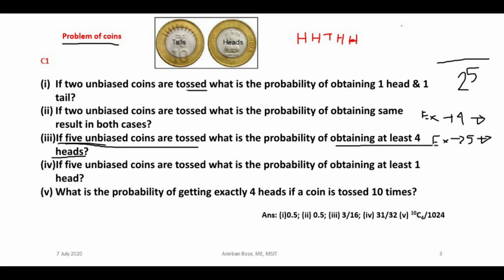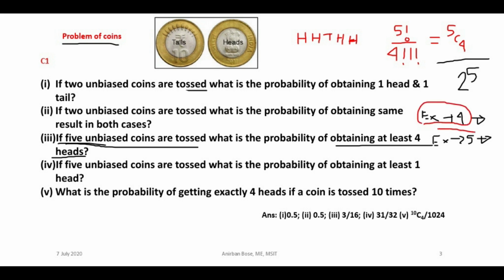Okay. So how many possible outcomes are there where 4 heads will be there? So 1, 2, 3, 4, 5. So 5 can be arranged in how many ways? 5 factorial ways. But out of that, 4 are similar, so divided by 4 factorial, and 1 is there, so 1 factorial. So this quantity is nothing but 5C4 or 5C1, whatever you write. 5C4 means 5C1. So this many cases correspond to exactly 4.